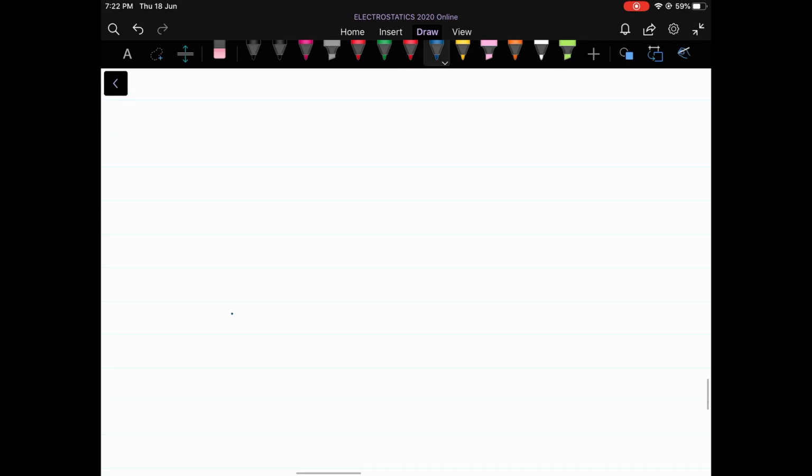Suppose this is the path, or this is the electric field line, and I want to know what is the direction of electric field at this point. Your job will be to simply draw a tangent at this point along the direction of your path. This arrow here shows the direction of your electric field.